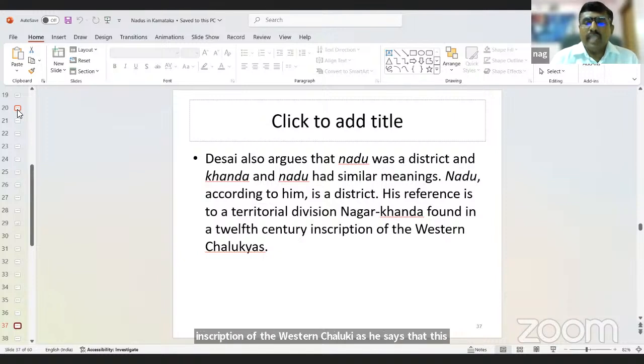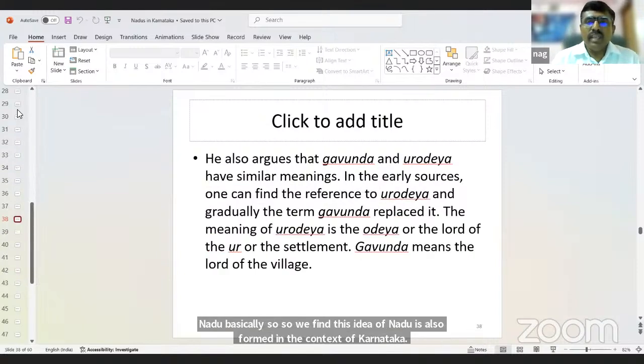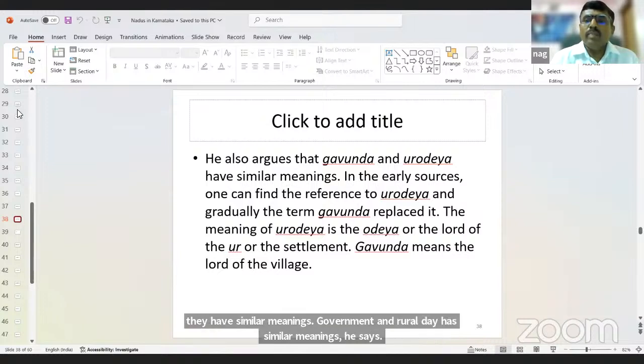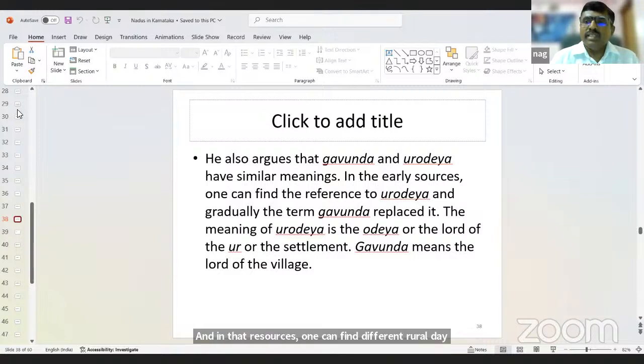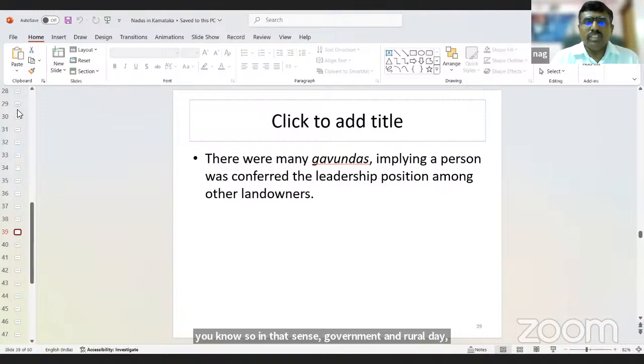So we find this idea of Nadu also in the context of Karnataka. He also argues that Gaunda and Urodaya have similar meanings. In the early sources, one can find reference to Urodaya, and gradually the term Gaunda replaced it. Initially Urodaya was there, then there is the emergence of Gaunda. The meaning of Urodaya is the Vadaya, or the lord of the Ur, the settlement. Gaunda means the lord of the village, he says. So in that sense, Gaunda and Urodaya are almost the same.